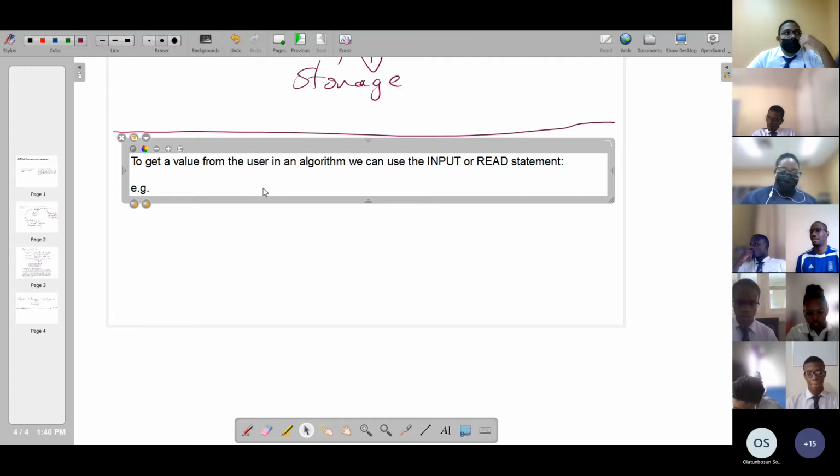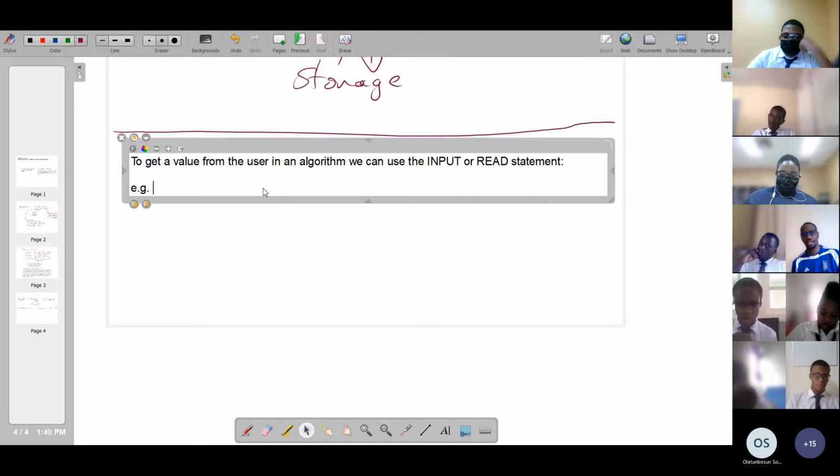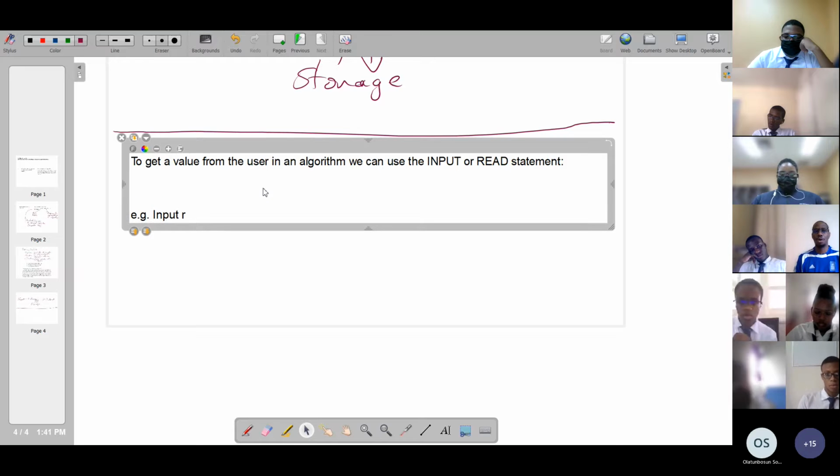What input would I need to be able to get the area and circumference of a circle? The radius. Okay. So for example, I would start off by saying input R for radius. But how do I know what R is? What can my radius be? My radius could be some value. Is it an integer or is it a real number? It would be a real number. Right. Yes, it's okay to have it as a real number.